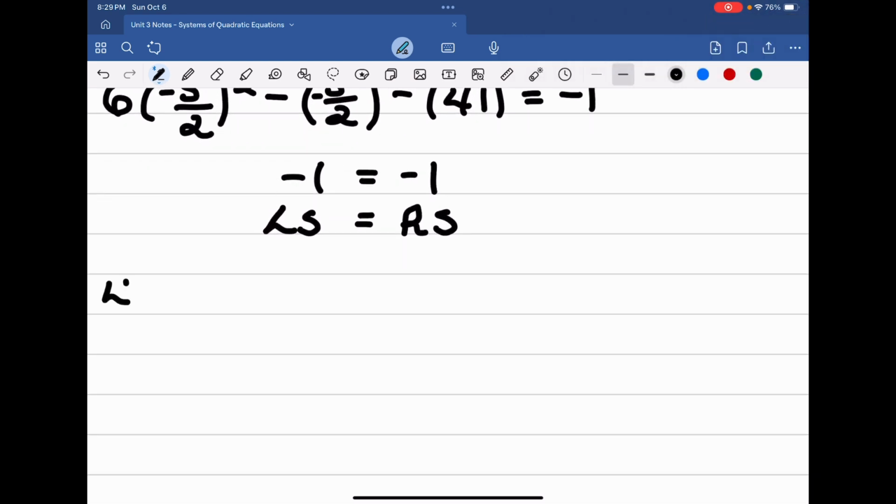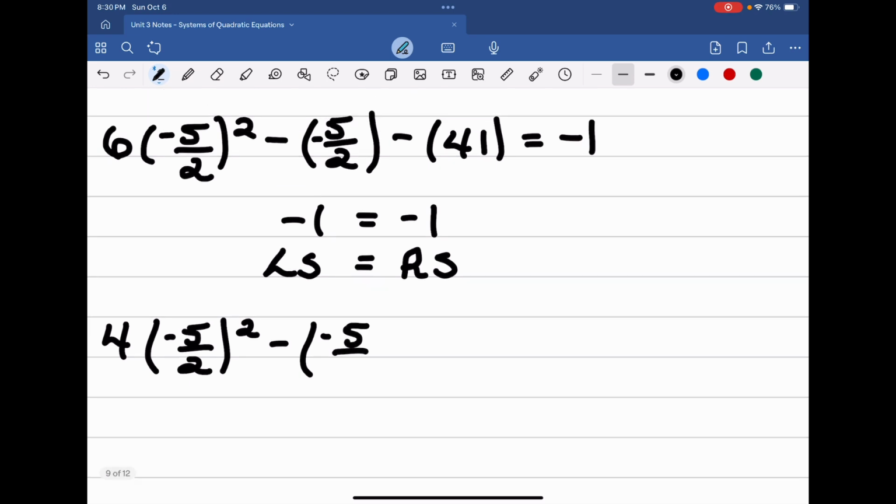So in my second equation, we get 4 times the x squared, which is negative 5 over 2, all squared, minus the x value again.